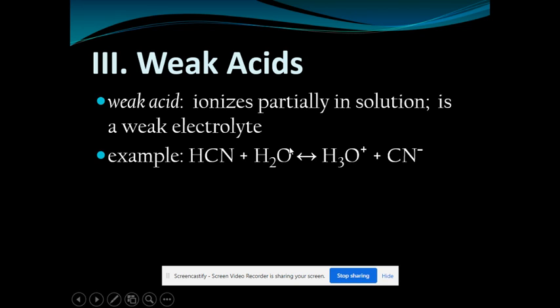Folks, just visually, if you see a reaction and it has a double-sided arrow, that's a dead giveaway that it's a weak acid. Okay, that's a dead giveaway. You see a double-sided arrow of any kind, you know it's a weak acid.